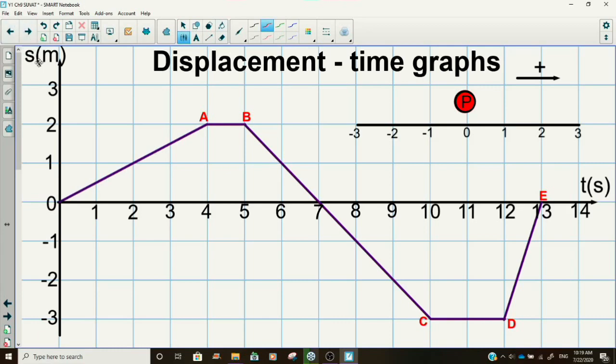Okay, you might wonder what it would be like if you had a changing velocity. What would the journey from 0 to A look like if there was an acceleration there? Okay, well, we'll see on the next slide.